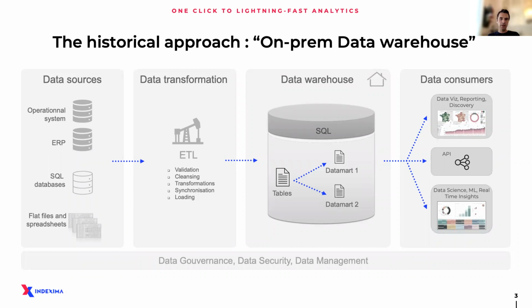So the first architecture that we must mention is the historical approach, which is the on-premise data warehouse. Before describing this architecture, a little reminder. A data warehouse is a relational database which is used to collect and store information from operational databases. So it collects data from various sources in order to make analysis and allow business decisions.